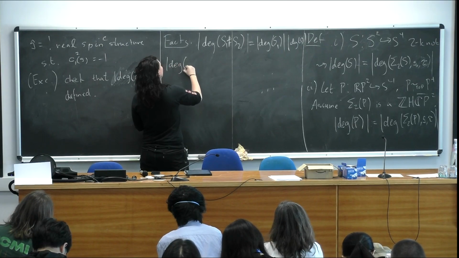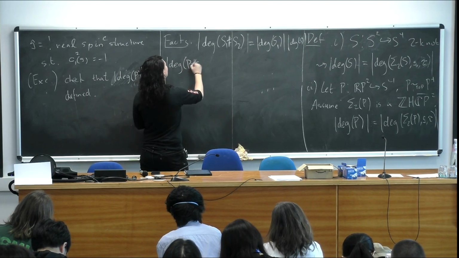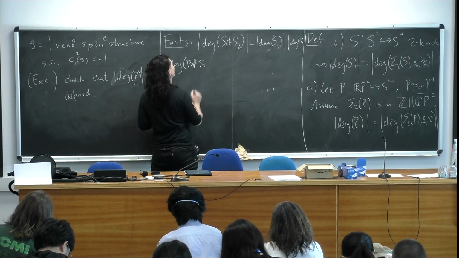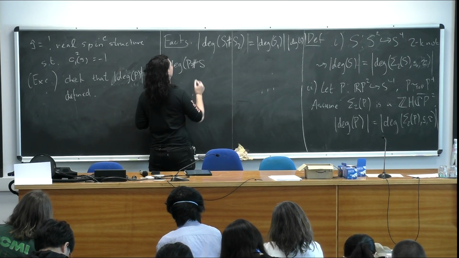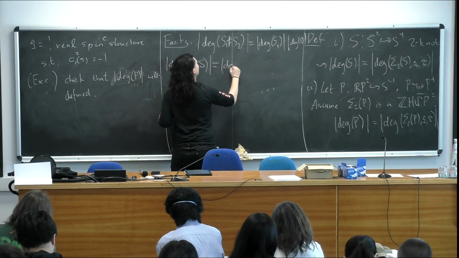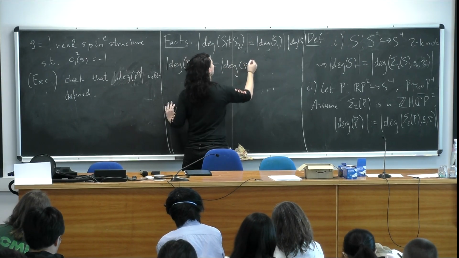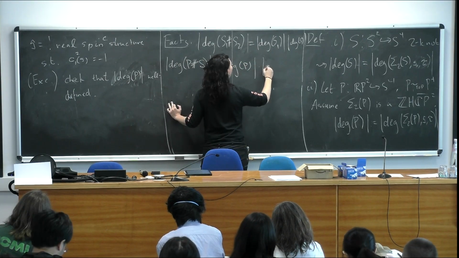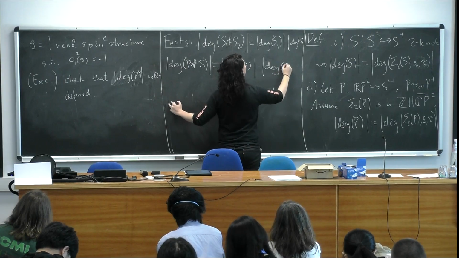We also have a funny thing. If I take a P2 knot and then connect sum with a 2 knot, then this is also multiplicative. So absolute value of degree of P times the absolute value of degree of S.